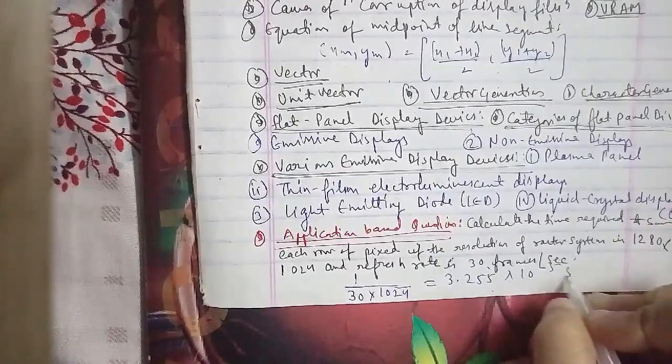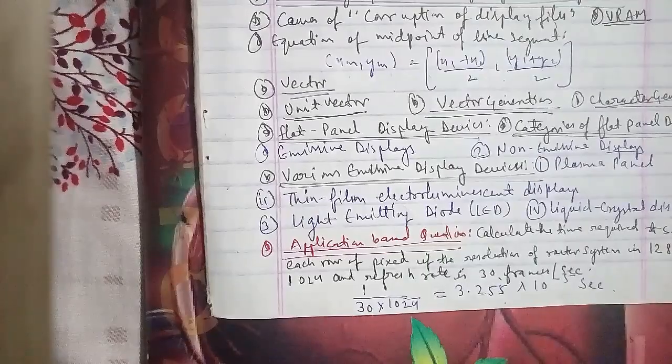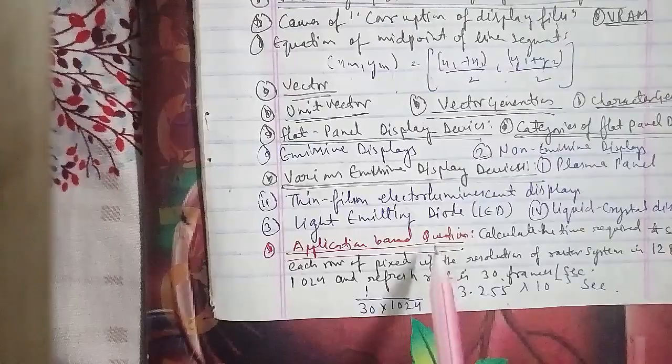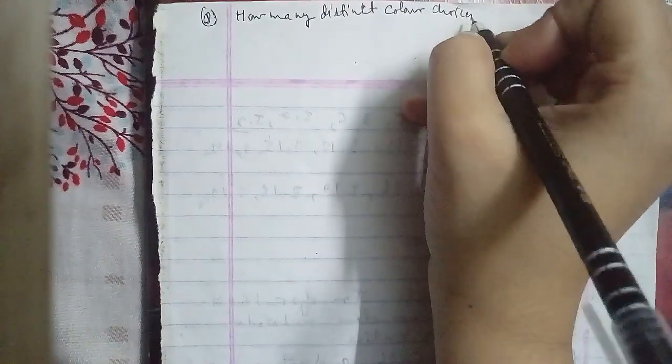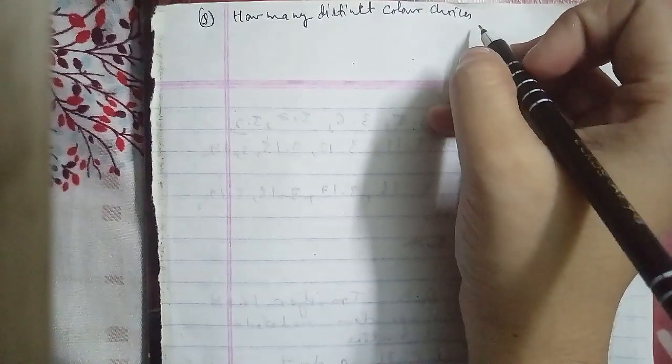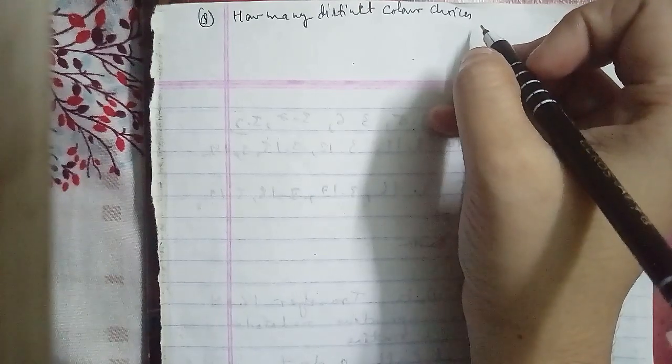Now we'll go ahead with the other question, which is another application based question. The second question we have here: how many distinct color choices would be available if a full color system, that is 24 bits per pixel, that is an RGB raster system, has a 512 by 512 frame buffer.